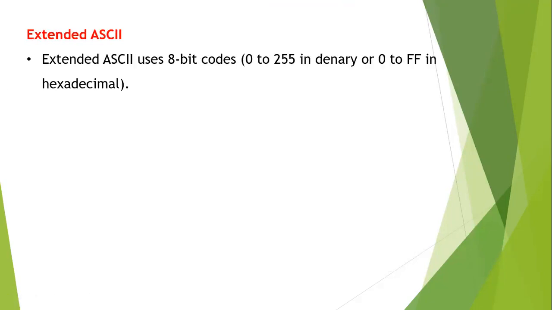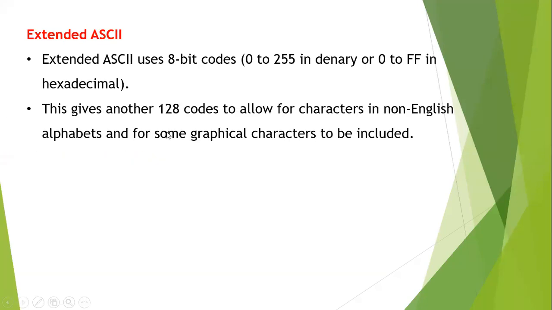Now extended ASCII. Initially the ASCII code was 7-bit. Later on they increased 1 bit more so that they could support more characters. This gives another 128 codes to allow for characters in non-English alphabets and for some graphical characters. So they increased the range of characters from 128 to 256, because 2 power 8 equals 256. Now this is called extended ASCII.